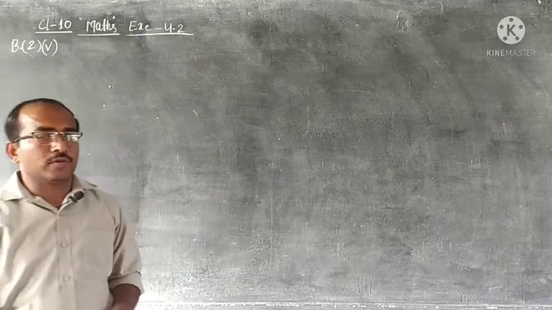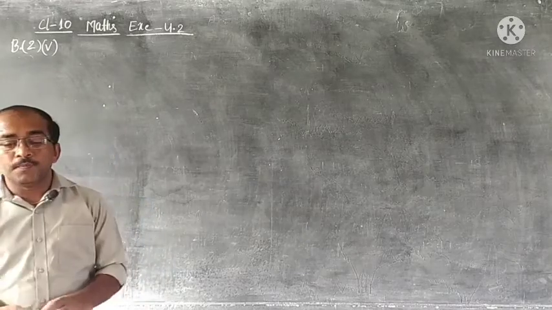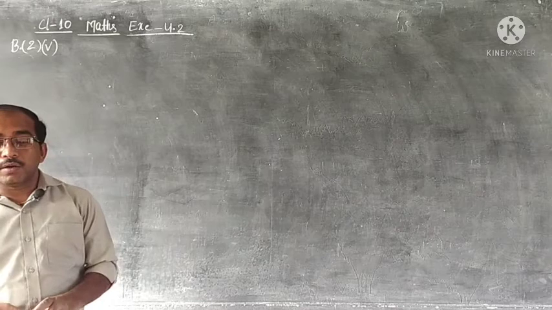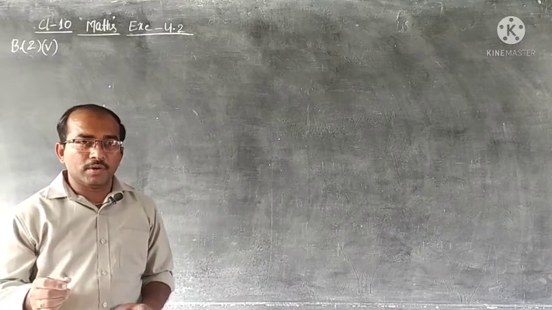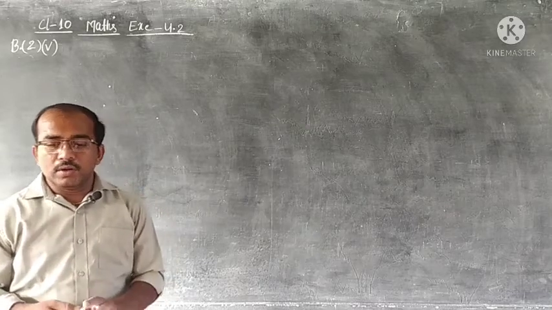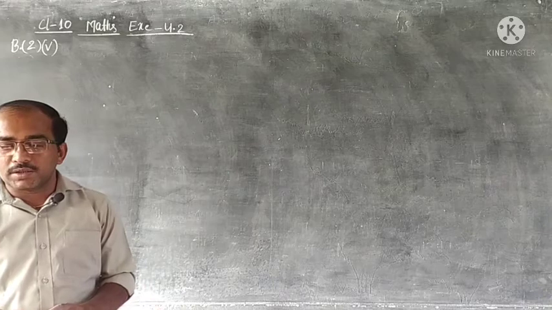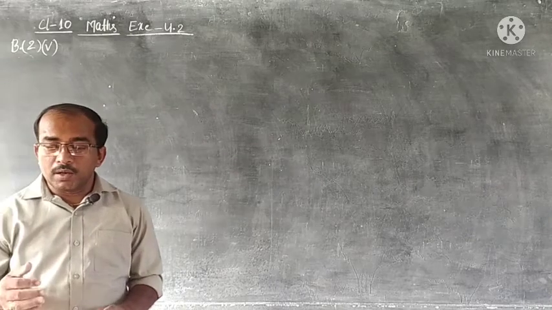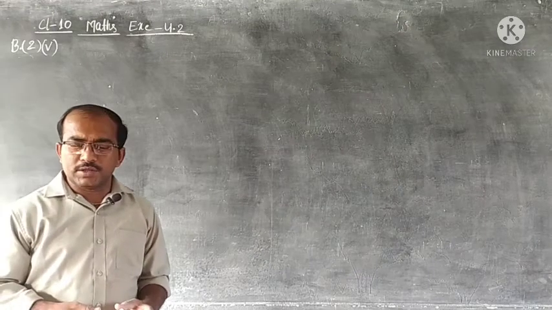This video is also a continuation of your exercise 4.2. We are in question number B, 2, Roman numeral 5. Let's see the question. The altitude of a right triangle is 7 cm less than its base. If the hypotenuse is 13 cm, find the other two sides.